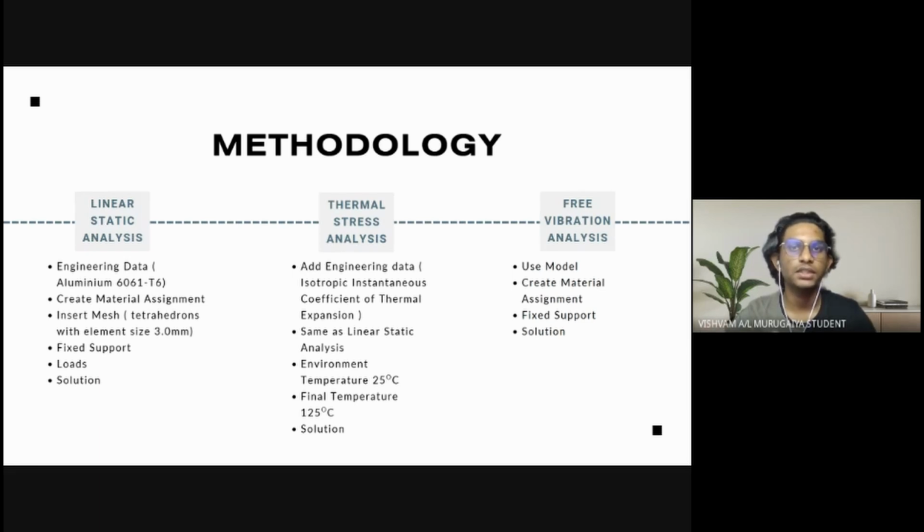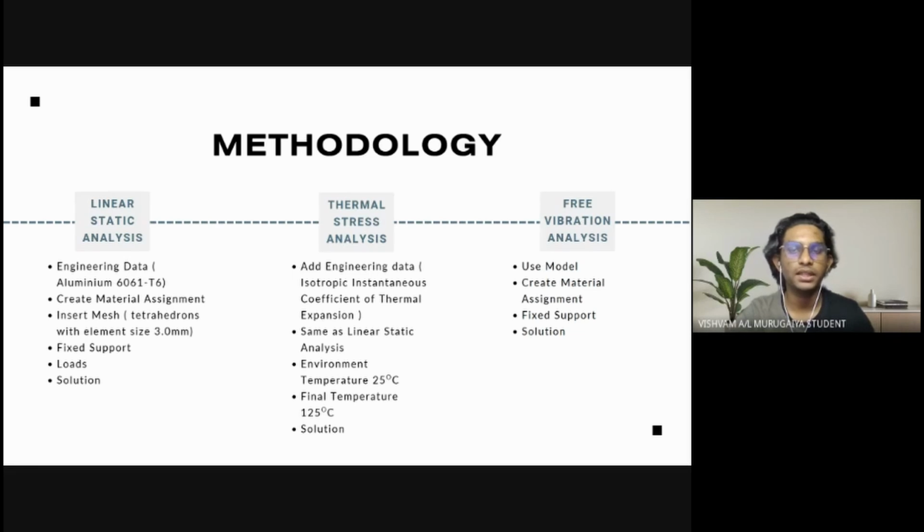Thermal stress analysis is almost the same as linear static analysis. So we duplicate the linear static analysis in the ANSYS software. After that, we add to the engineering data the isotropic instantaneous coefficient of thermal expansion. After we edit the engineering data, the procedures are almost the same as linear static analysis, so we enter the loads. After that, we change the environment temperature to 25 degrees Celsius. We also add the thermal condition, and we put the final temperature for the bracket at 125 degrees Celsius. After that, add solution. So we add equivalent von Mises stress, total deformation, and factor of safety.